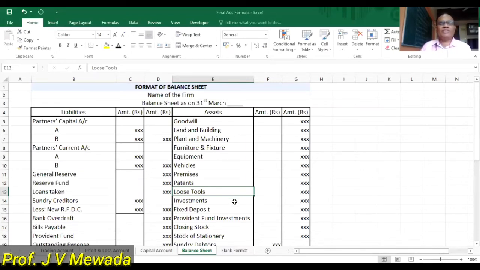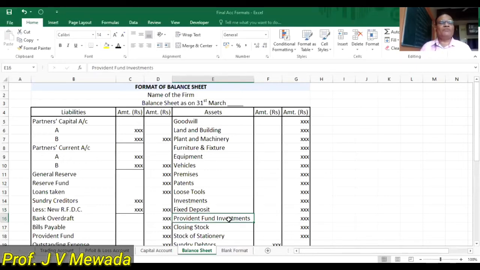Then we have investments. Sometimes we invest in debentures, we invest in shares. So that is known as investment. And fixed deposit is also one type of investment. We are depositing our surplus amount in the banks as a fixed deposit. So these are all our assets.